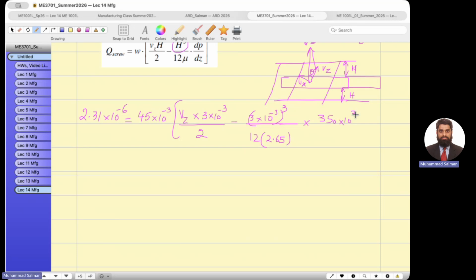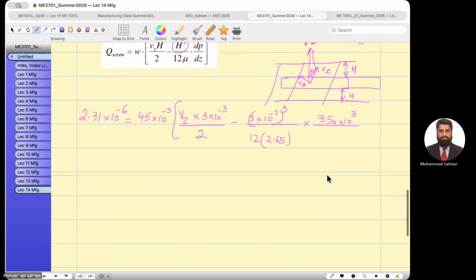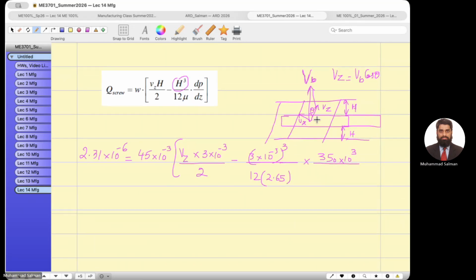I want to convert it into Pascal. Divide by dz. Suppose this is the whole channel length. So it's the angle. This is my dz, this is my L, this is my theta. So I can find L over dz. Opposite over hypotenuse is sine theta, so dz equals L over sine theta.